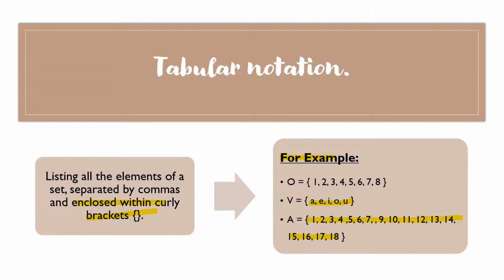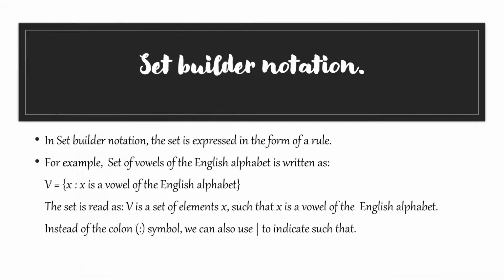We list all the elements. The next one is set builder notation. In set builder notation, the set is expressed in the form of a rule. Rule means we impose some conditions on a set. This is a bit different from the descriptive and tabular notation, so listen carefully. For example, the set of vowels of the English alphabet.